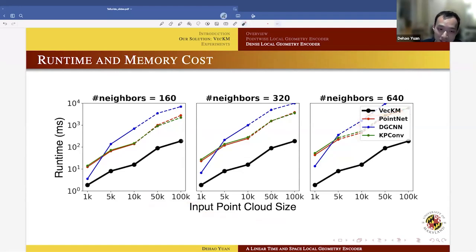So the runtime you can see is already 100 times faster than the existing method. And especially when your number of neighborhoods increases, our advantage will be even larger. When the problem size increases, the existing methods already run out of memory. But for ours, we are running this experiment on an 8 gigabyte GPU, and it can still scale to 100K and a very large neighborhood size. So it demonstrates the very strong scalability of our method.